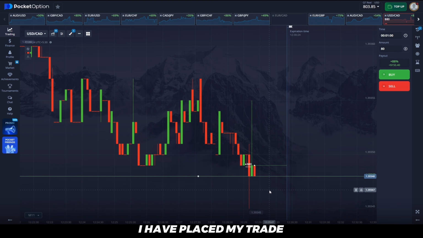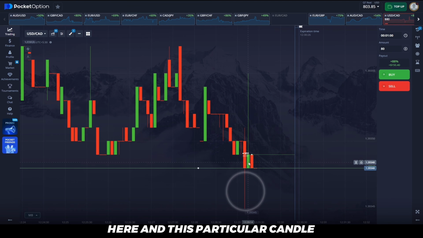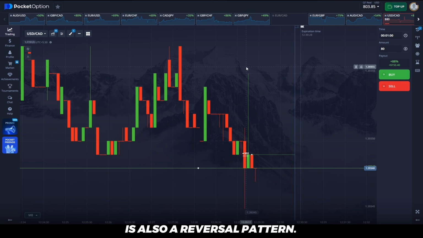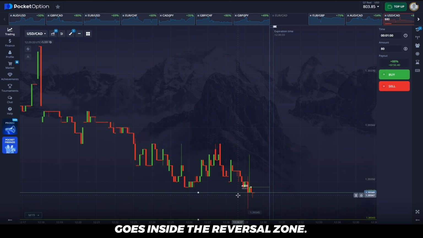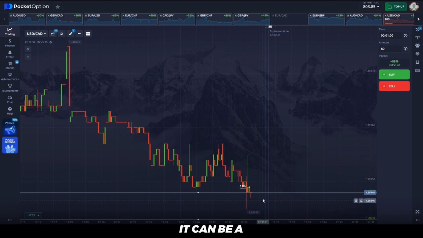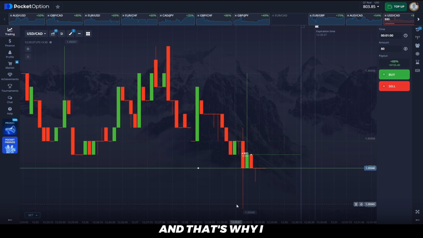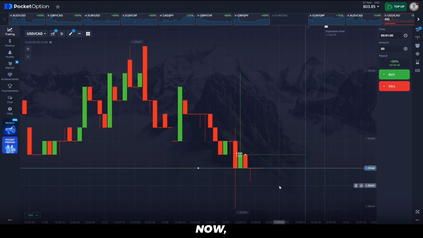I have placed my trade because there was a rejection here and this particular candle is also a reversal pattern. This reversal pattern formed when price went inside the reversal zone. It can be a sign of a liquidity sweep and that's why I placed this trade. Now let's wait for the result.